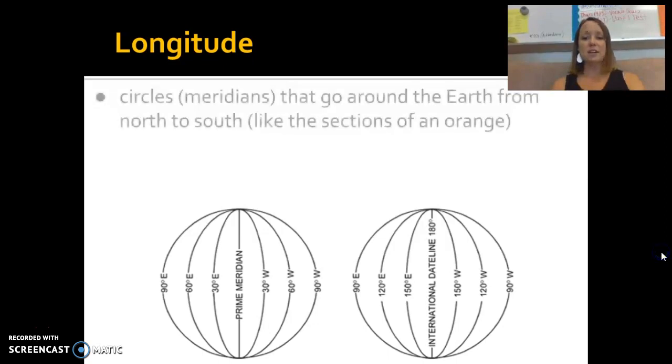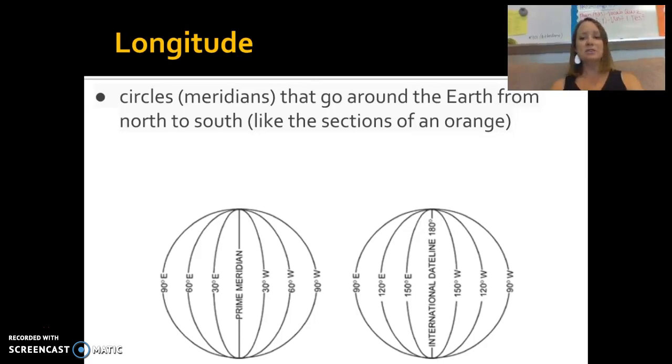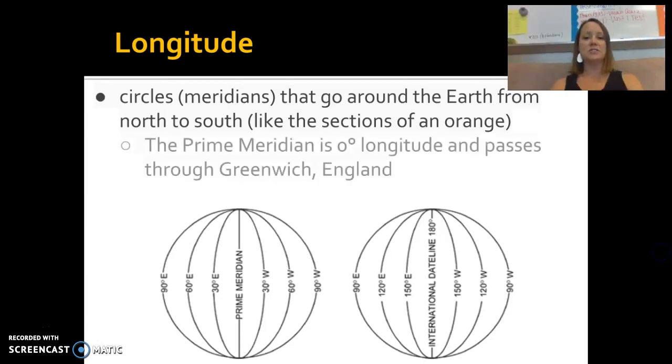Meridians are lines of longitude. They are circles that are drawn around the Earth from north to south, almost like the sections of an orange. They don't run parallel like lines of latitude. They do intersect at the North and South Pole. At 0 degrees longitude, we have the prime meridian. On the opposite side of the globe, at 180 degrees, we have the international dateline.